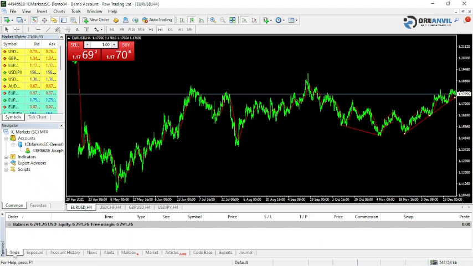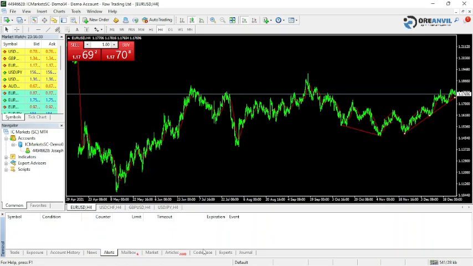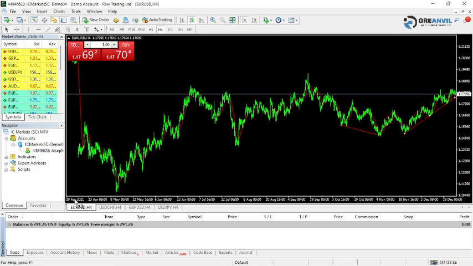At the bottom, you can see your trade account. This is your trading account. This is your account history, how much you are making, and you can see other things here. So your trade account is where we connect our account.